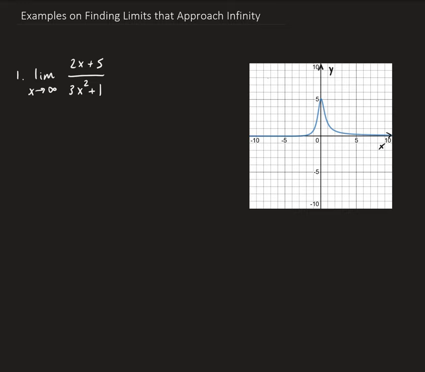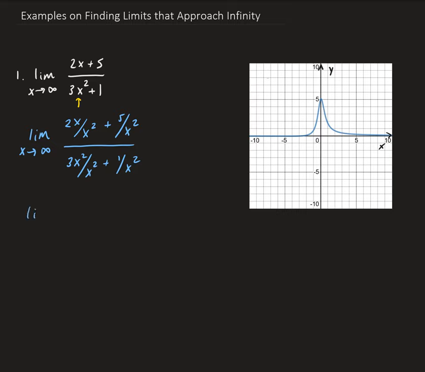The way we do this is that we look in the denominator and identify the variable with the highest degree. In this case, we have x squared here. So we divide each term by x squared. We're going to have the limit as x approaches infinity of 2x over x squared plus 5 over x squared, all divided by 3x squared divided by x squared plus 1 over x squared.